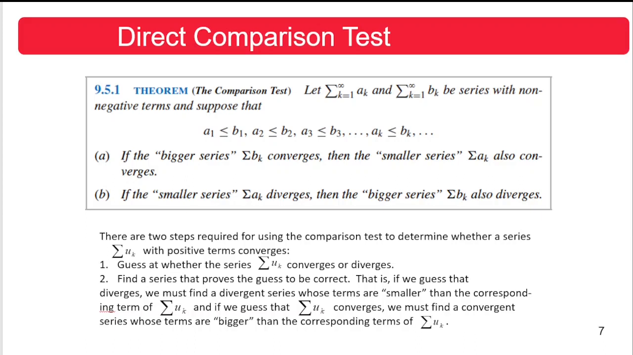Number 1, first you have to guess whether the given series summation of u sub k converges or diverges. And second, you need to find a series that proves the guess to be correct. That is, if we guess that the series diverges, then we must find a divergent series whose terms are smaller than the corresponding terms of summation of u sub k. And if we guess that the summation of u sub k converges, then we must find a convergent series whose terms are bigger than the corresponding terms of summation of u sub k.